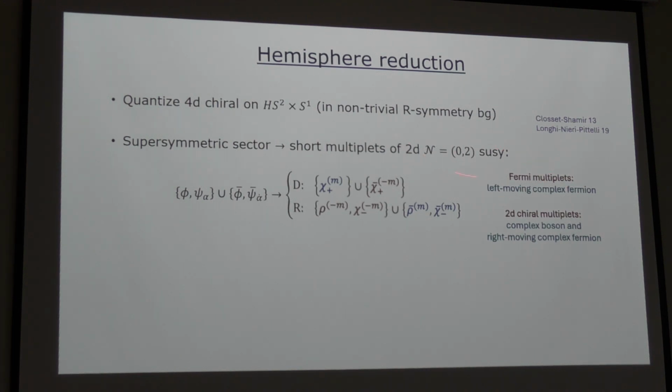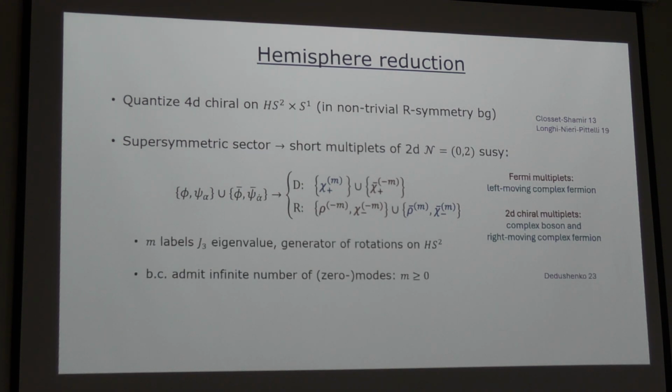What is a Fermi multiplet? Well, that just consists of a single left-moving complex Fermi. Okay? If instead I impose a Robin boundary condition on the scalar and a supersymmetrized version on the fermion, I get these 2D chiral multiplets. Okay? 2D chiral multiplets, which consist of a complex boson, which I call rho here, and then a right-moving 2D fermion.